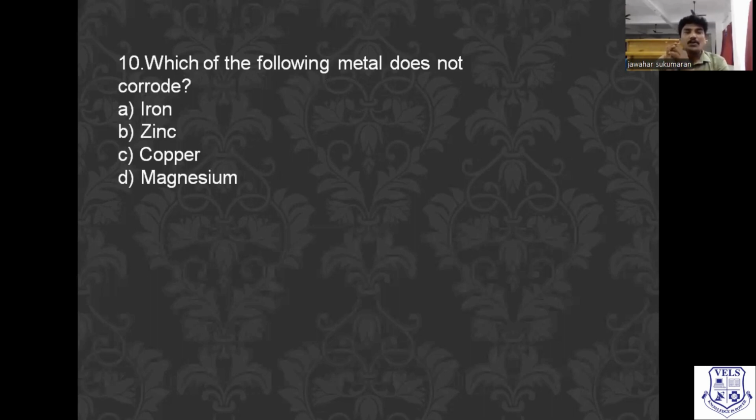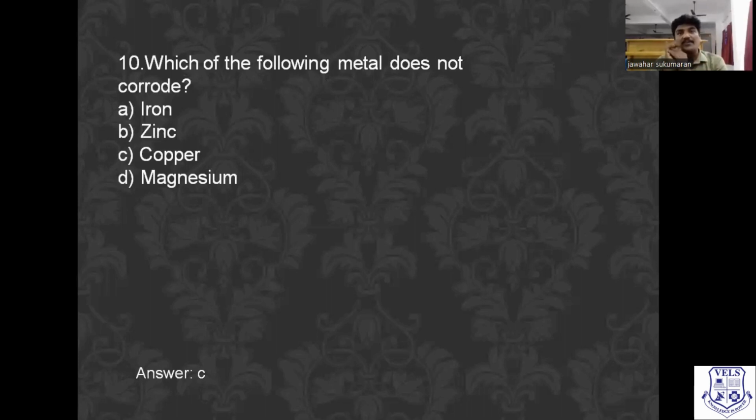Next. Which of the following metals does not corrode? Very easy questions. Anyone say the answer? A. Iron. B. Zinc. C. Copper. D. Magnesium. Which one? Which of the following metals does not corrode? A iron, B zinc, C copper, D magnesium. Yes, copper is the correct answer.